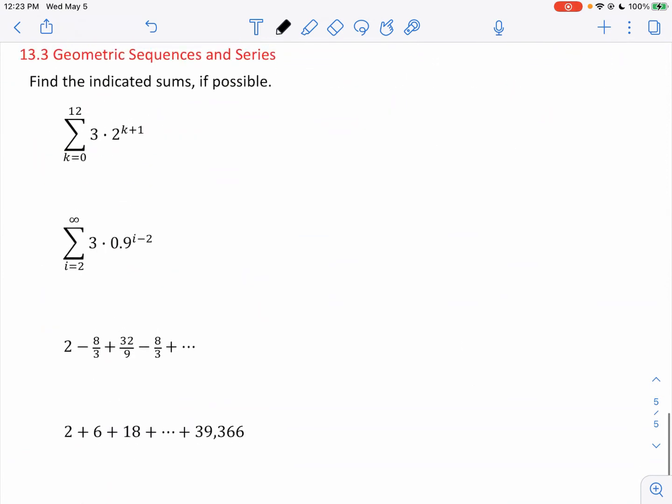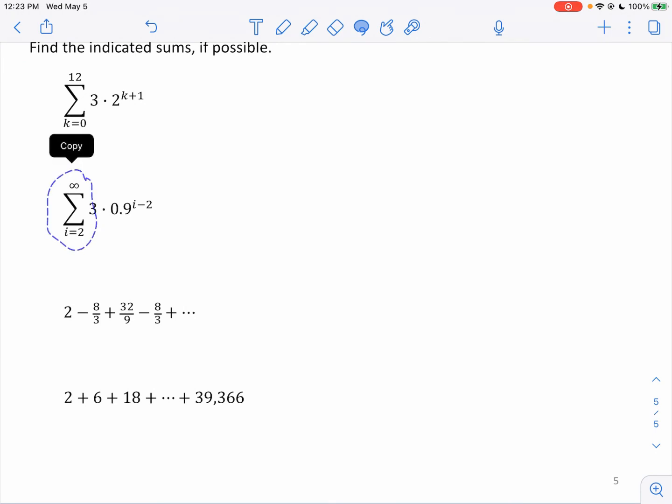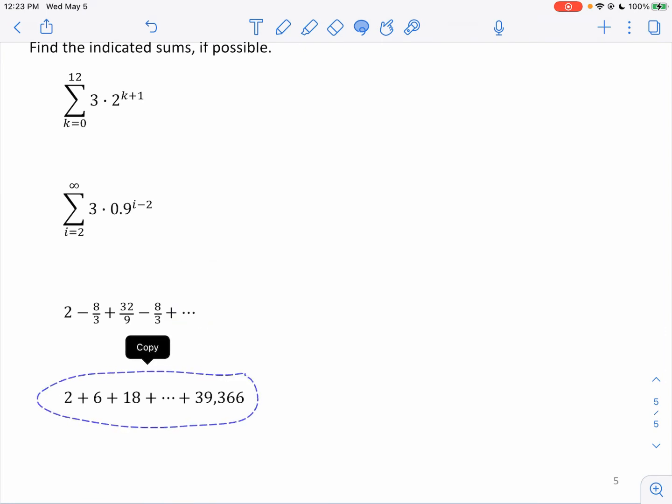Okay, last slide. Find the indicated sums if possible. So we have a sum from k equals 0 to k equals 12. This is a finite number of terms being added, so it's not a series. The next one will be a series. Look at that infinity up top. This third one here is also a series because the pluses or the dots go forever. But this last one is not a series because we have a final ending term.